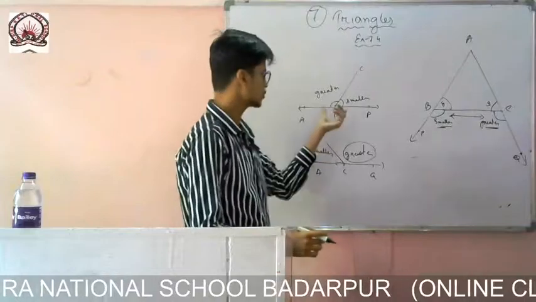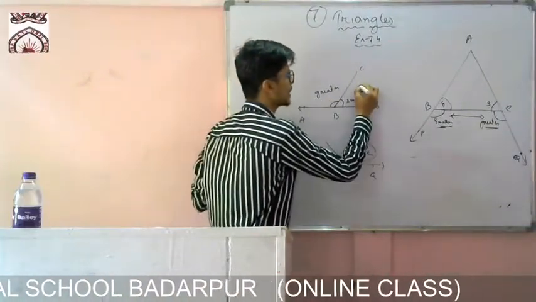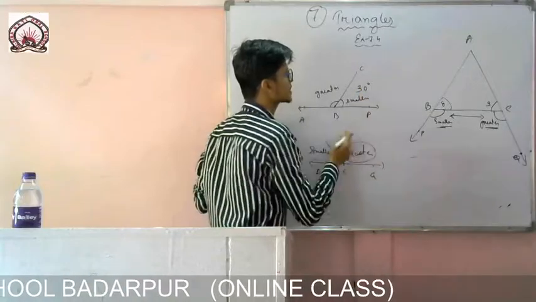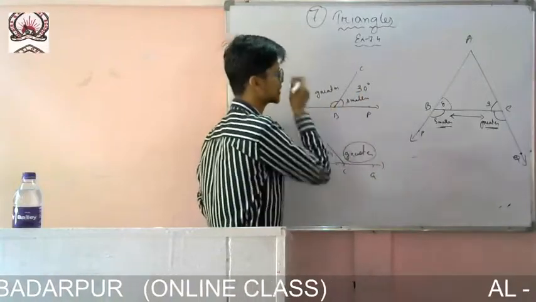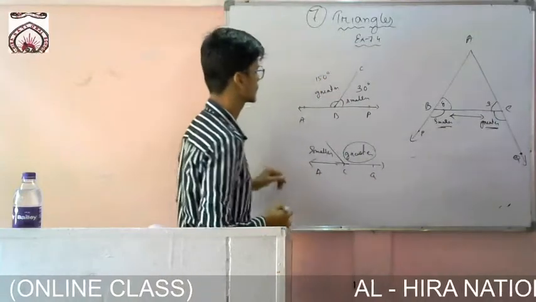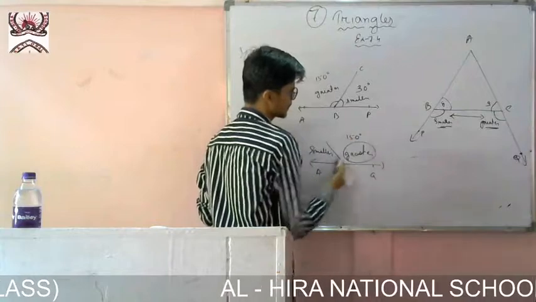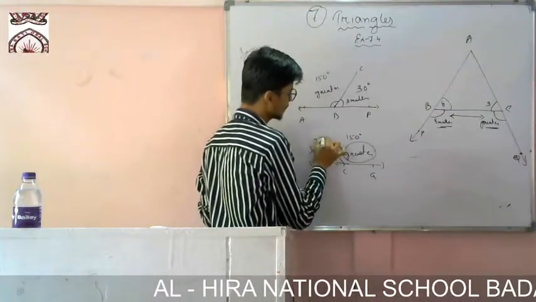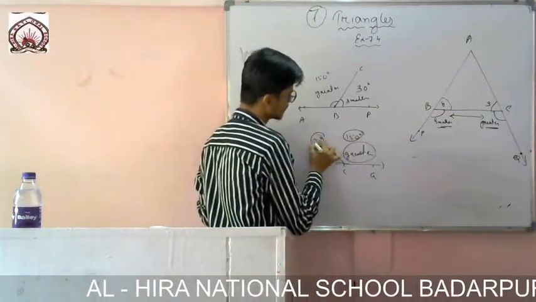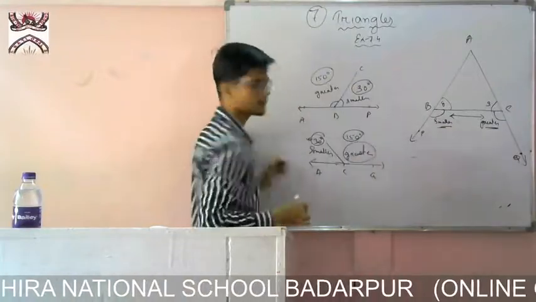Have you understood? Both of these are linear pairs. For example, this one is given as 30 degrees. If this one is 30, then this one is 180 minus 30, which is 150. And if this one is given as 150, then this one will be 30 degrees. So that means if this one is greater, this one will be smaller. If this part is smaller, then this part will be greater.